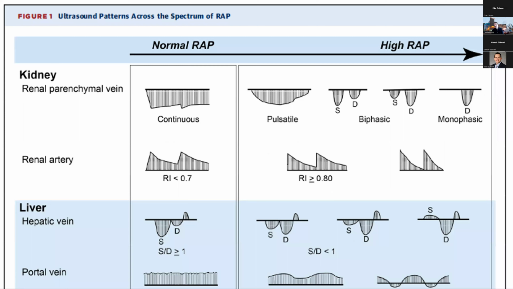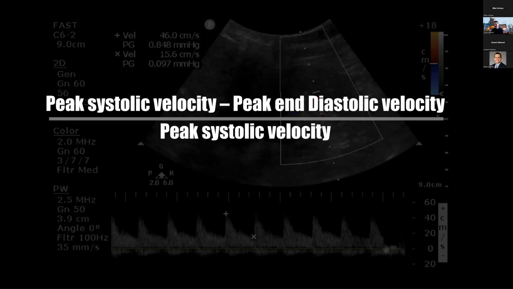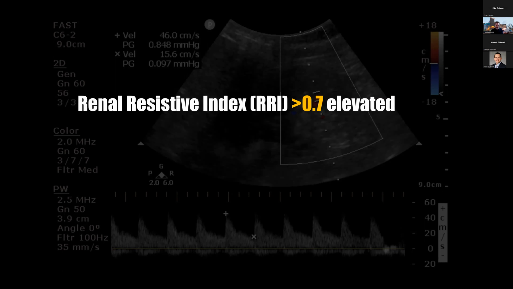And as our right atrial pressure goes up and renal congestion goes up, we're going to see a gradual decrease in terms of our diastolic velocities. If you calculate this, you get a renal resistive index, and if it's greater than 0.7 or greater than or equal to 0.8, this is considered elevated.